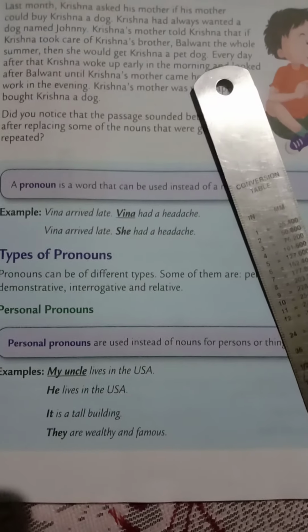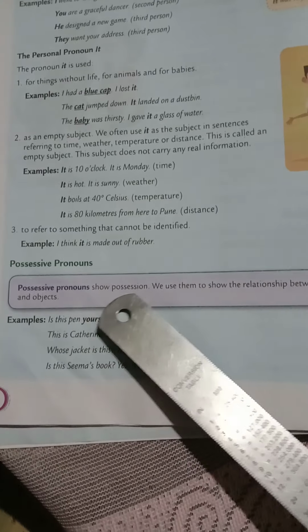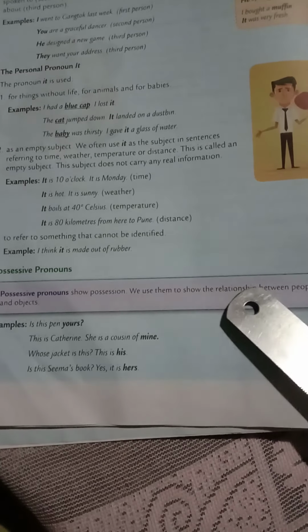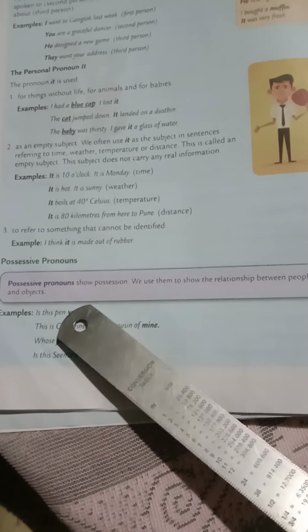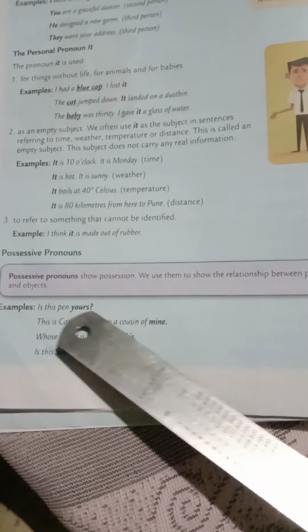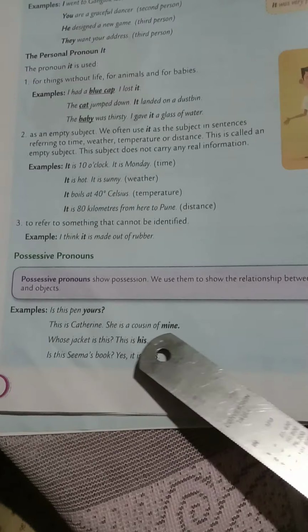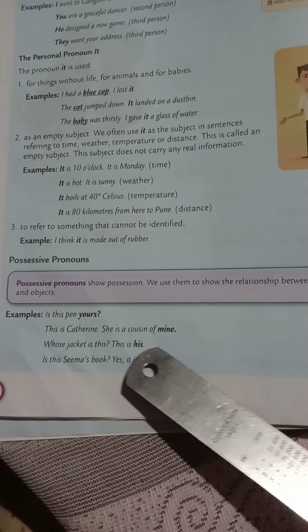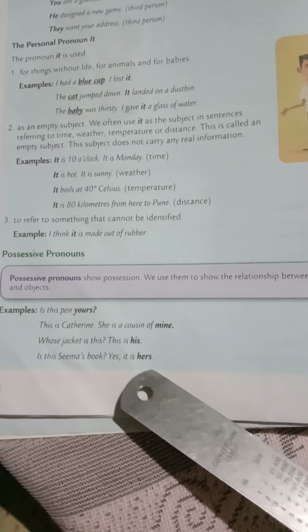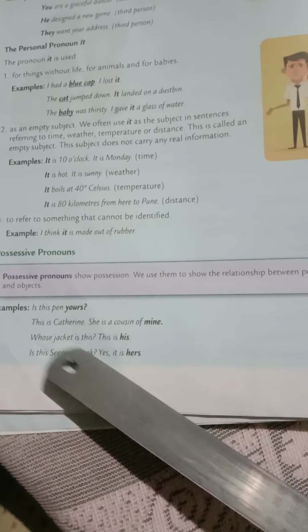So turn over to the next page. Next is the possessive pronoun. What is a possessive pronoun? Possessive pronouns show possession. We use them to show the relationship between people and objects. For example, is this pen yours? This is Catherine. She is a cousin of mine. Whose jacket is this? This is his. Is this Seema's book? Yes, it is hers. In these sentences, yours, mine, his, hers are all possessive pronouns, and they are showing the relationship between people and objects. They are showing possession.